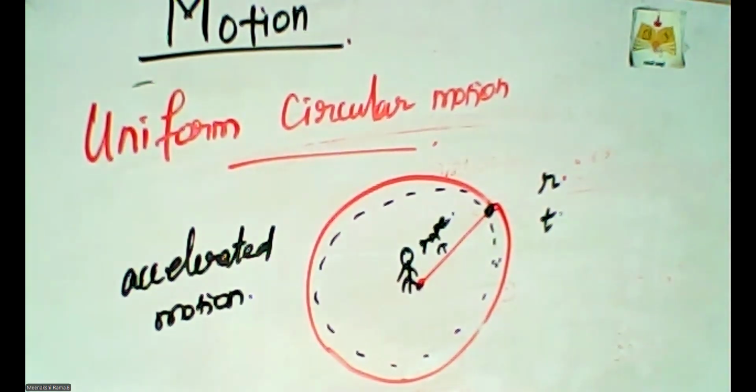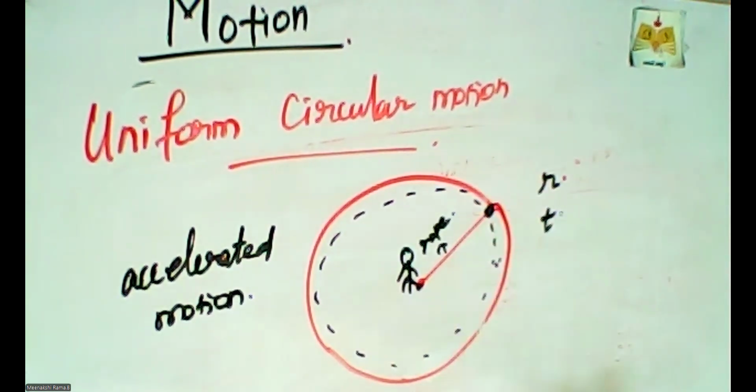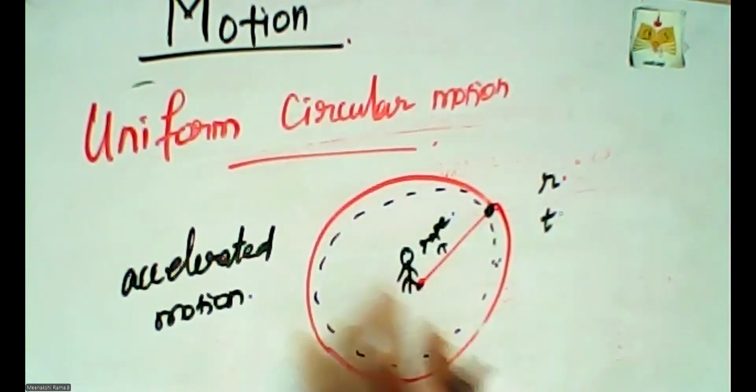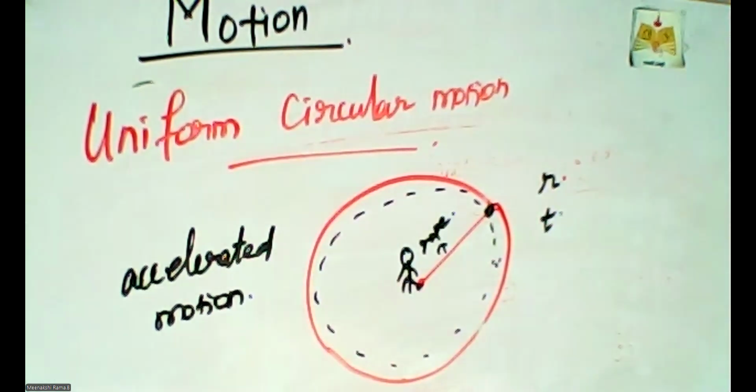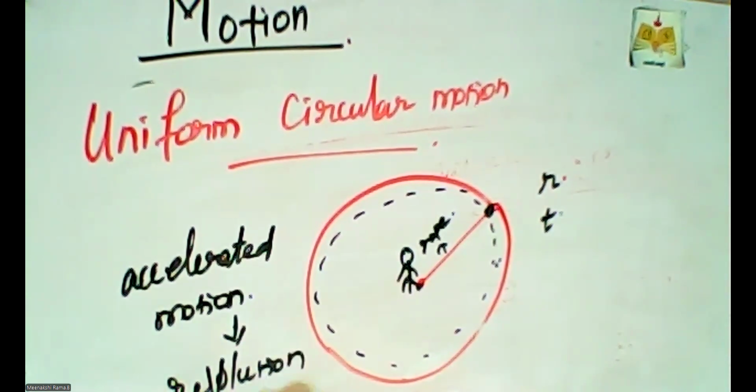Velocity changes when we change the direction. The velocity changes only at that time; otherwise, the velocity is always the same. So it is called accelerated motion. The revolution of the Earth is the best example. Revolution of the Earth, yes.